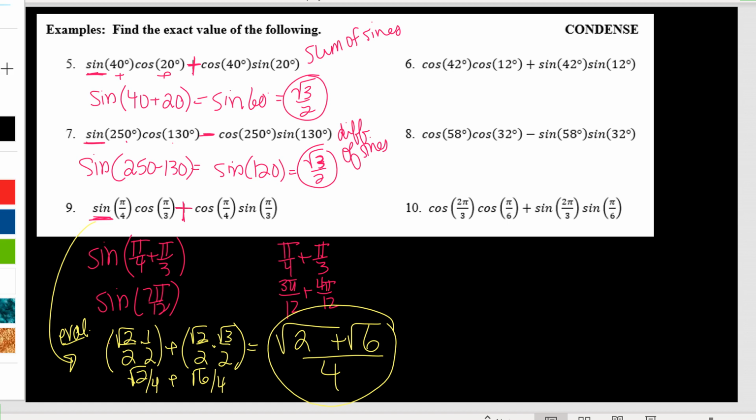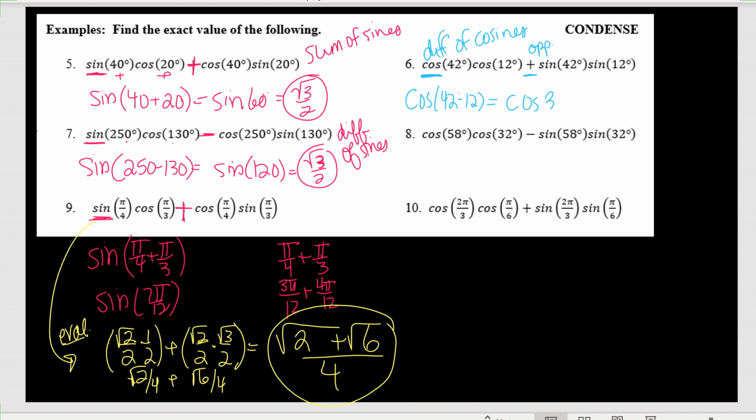In our next examples, we're going to be dealing with the cosine condensing. So I have cosine of 42 cosine of 12 plus sine of 42 sine of 12. When we have cosine as the first function in the formula, we have to do the opposite of the operator. So we're actually going to subtract these. Number 6 is a difference of cosines. So that'll be cosine of 42 degrees, the first angle, minus 12 degrees, the second angle, giving us cosine of 30 degrees. And our x coordinate at 30 degrees is the square root of 3 over 2.